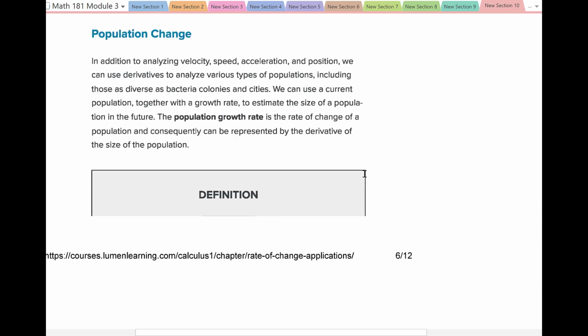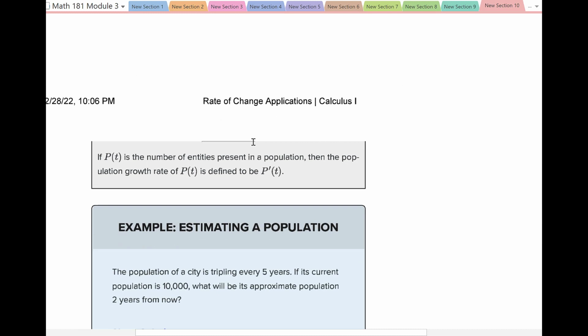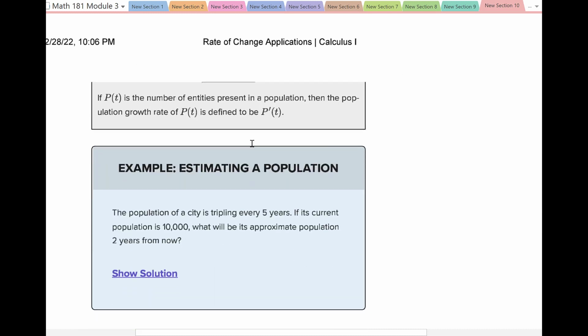Population change. Population growth rate is the rate of change of a population and consequently can be represented by the derivative of the size of the population. Fortunately for these problems, we're going with the constant population change. If P of t is the number of entities in the population, then the population growth rate is given by P prime of t.